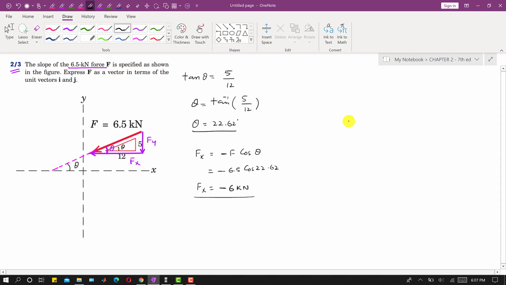Similarly, we can write f of y. So f of y will be the sine component, right? If this is the cos component, then f of y will be the sine component, since f of y is opposite to this theta angle, right? So we can write that this is f sine of theta, and f of y is also acting in the negative y direction, so I will write minus. So this is equal to minus, and f magnitude is again 6.5 sine of 22.62 degrees.